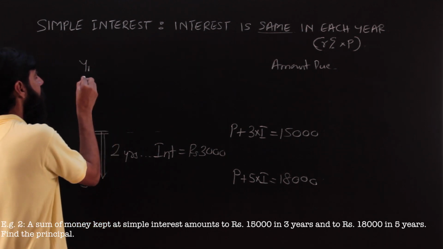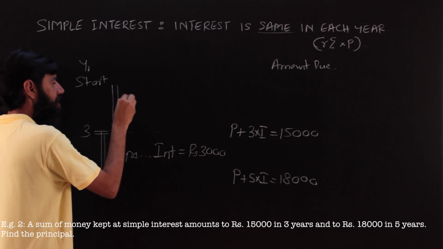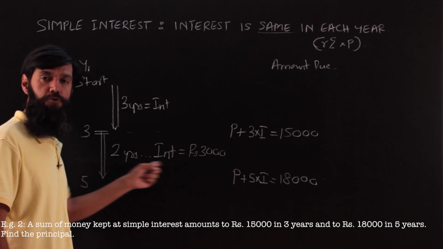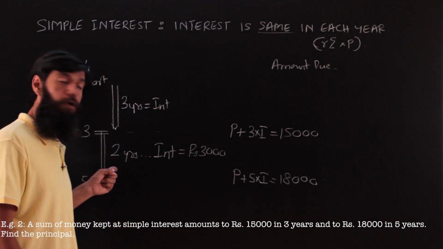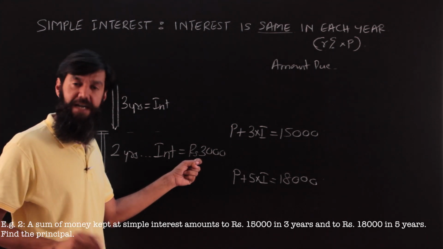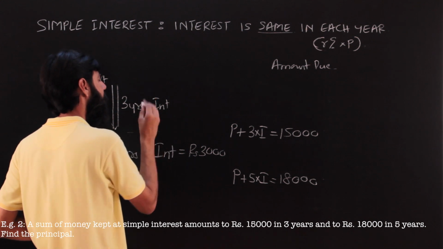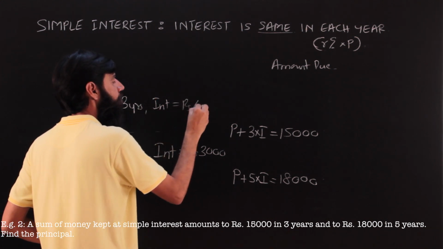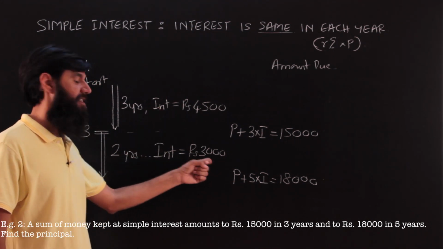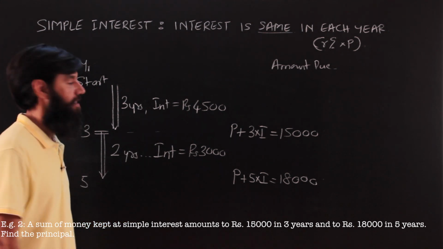Now going backwards, I want to go to the start, right? So from start till 3 years, so this is 3 years. What is the interest that I'll be getting in 3 years? If in 2 years I get 3000, you could go to per year, which is the same every year. So every year I'm going to get 1500, 1500, 1500, 1500. In 3 years I'm going to get an interest of rupees 4500. Ideally, you should have done this proportionally. If 2 parts is 3000, 3 parts is going to be how much? 3 by 2 of 3000, right?